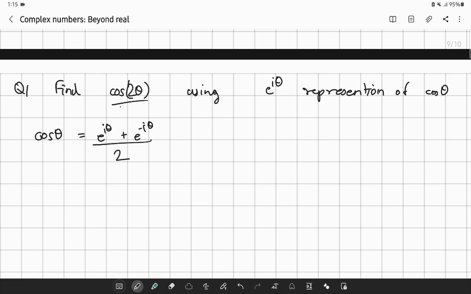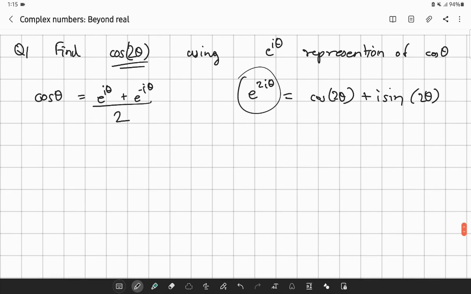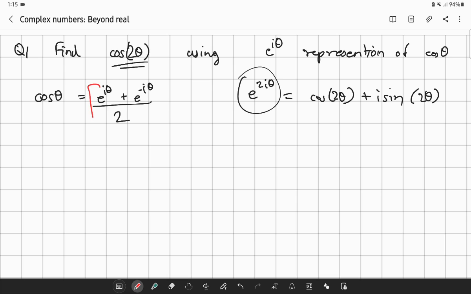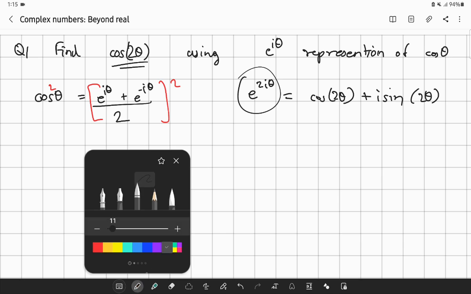So cosine 2 theta must be related to e raised to 2 i theta. So if you think about it, e raised to 2 i theta will be cosine 2 theta plus i sine 2 theta. So we know that this is going to come up in the expression somehow, right? So since we're clever, we're going to square both sides over here. So what will this give us?